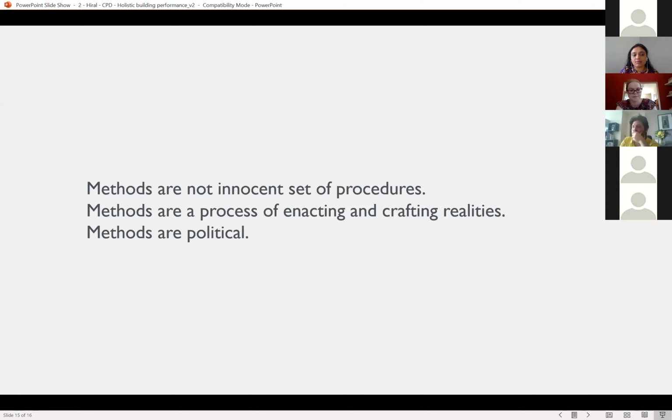So I want to summarize this through these 3 points. The methods are not innocent procedures. They have an active role in how we frame our reality, how we frame what a building is, how we frame what a user is, and hence they are political. So we need to be reflective in terms of which method we are using. And I think some of the points that Manos will talk about next will touch on this.